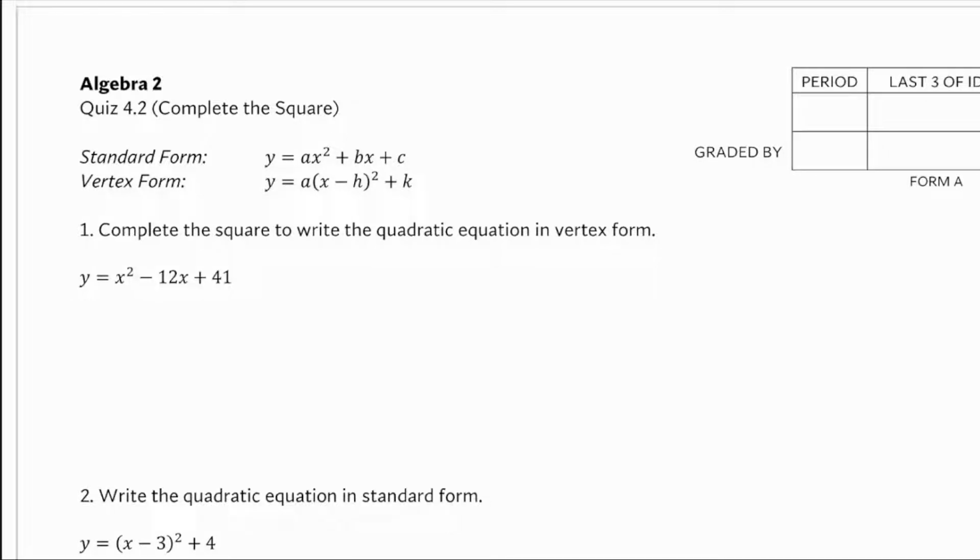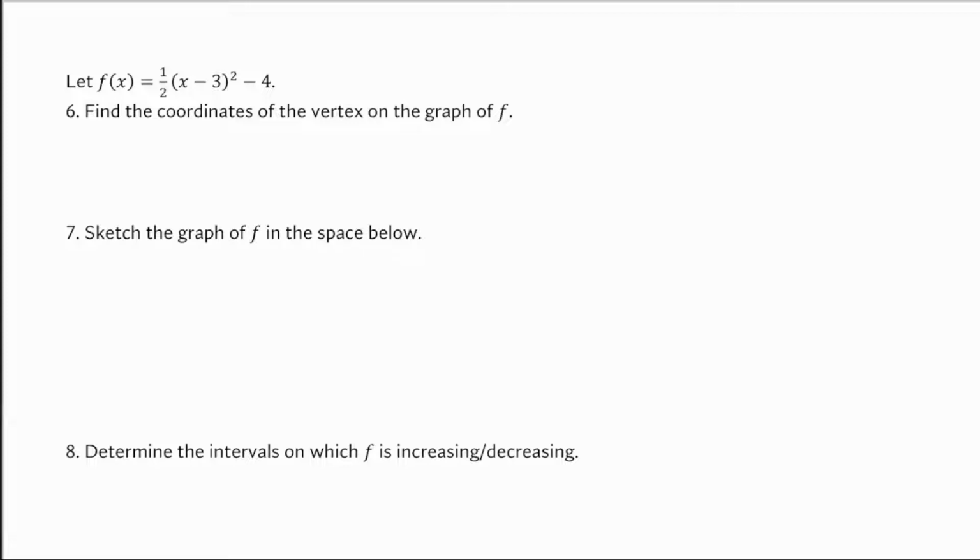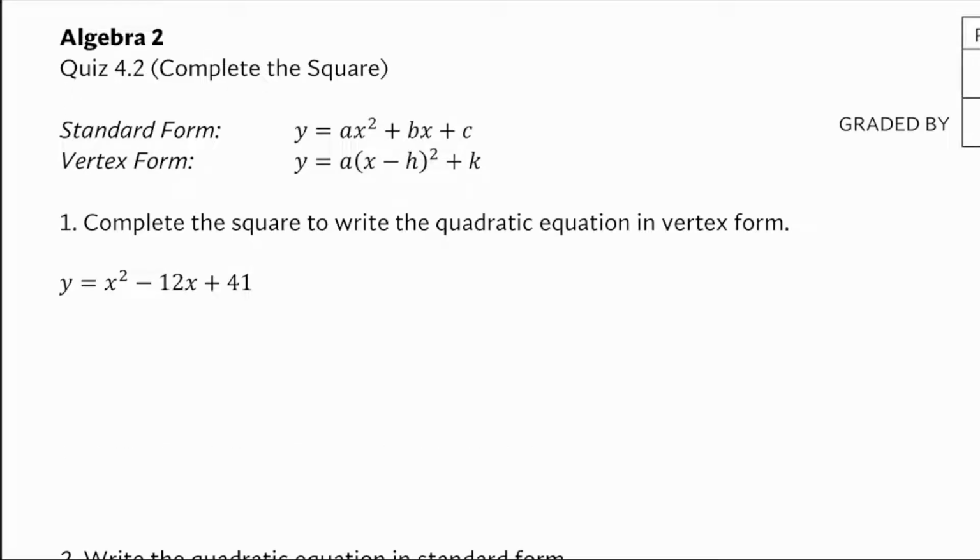Alright, welcome. In this video we're going to be working through Algebra 2 Quiz 4.2, which is all about completing the square. Okay, so the first one is we're going to complete the square to write the quadratic equation in vertex form. And thanks to this helpful formula right here, we're going for that type of formula.